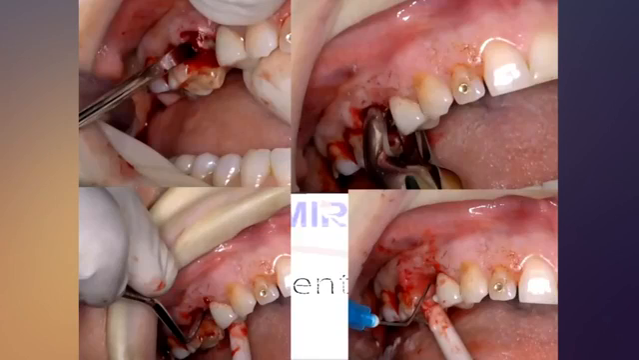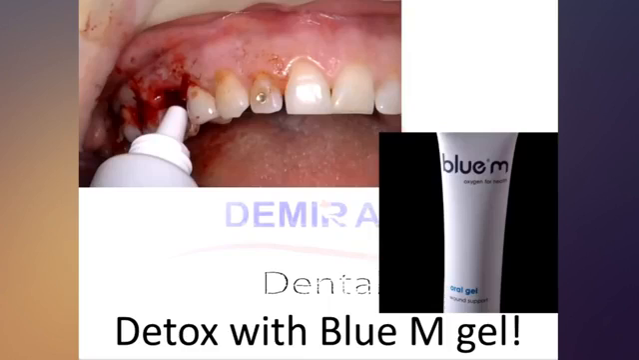So I extracted, cleaned, and then I placed Blue M gel to detox, which is one of my ingredients that I haven't shown until now, but it is also one of the ingredients that I use most of the time to clean the sites where I want to place my implants.